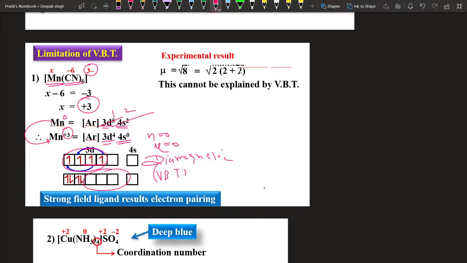But if you will see, the experimental result is different from this. If you will check this value, experimentally it has been seen that the value of magnetic moment is root of 8. Means if it is root of 8, so it must contain how many unpaired electrons? Yes, it is 2 unpaired electrons. So the presence of 2 unpaired electrons is not explained on the basis of what? VBT. So VBT fails in explaining the magnetic nature of some of the complexes.